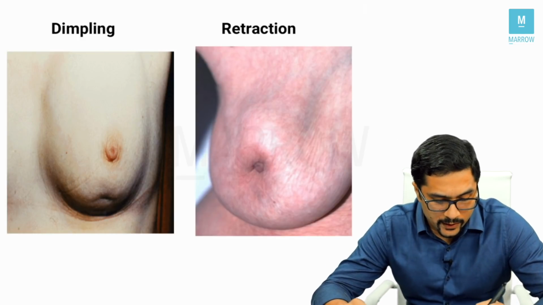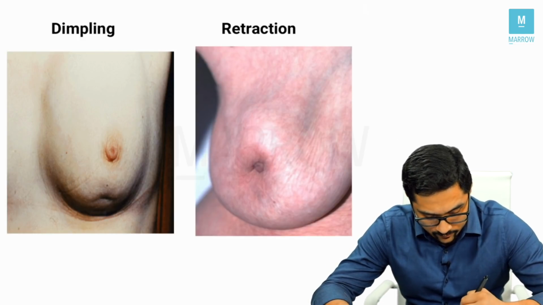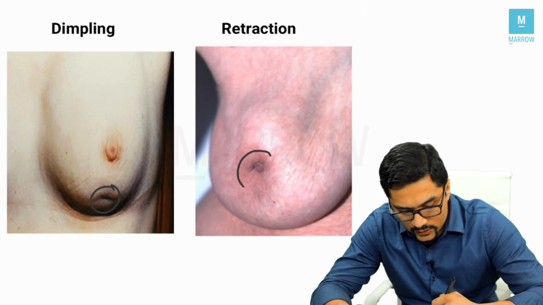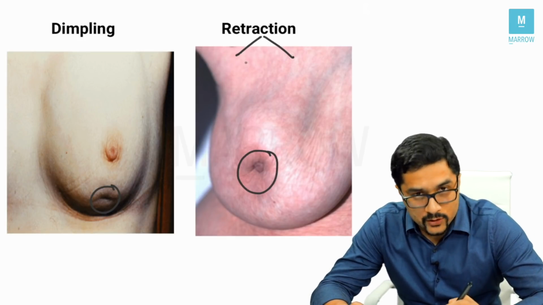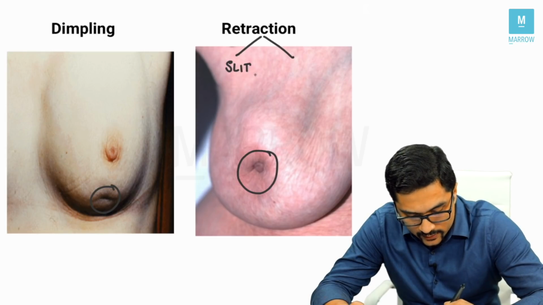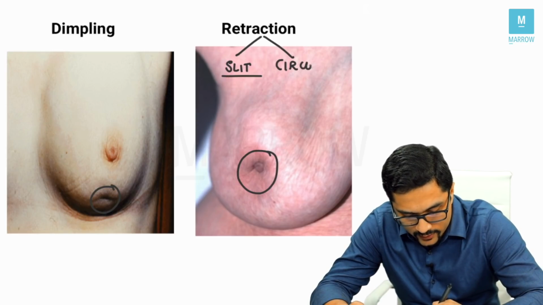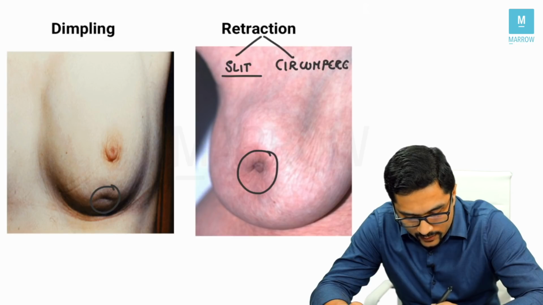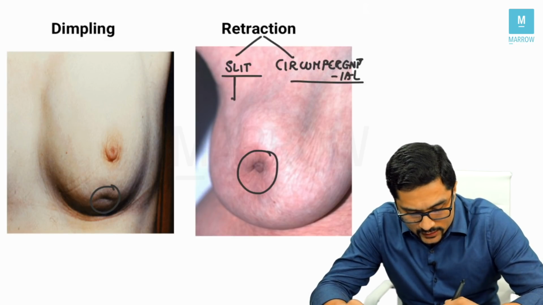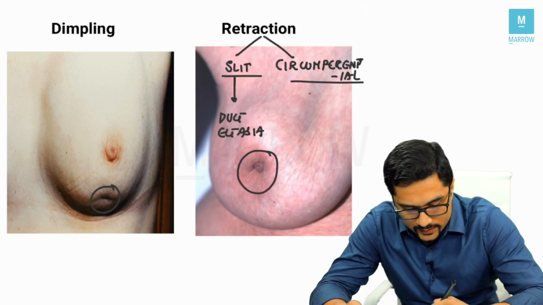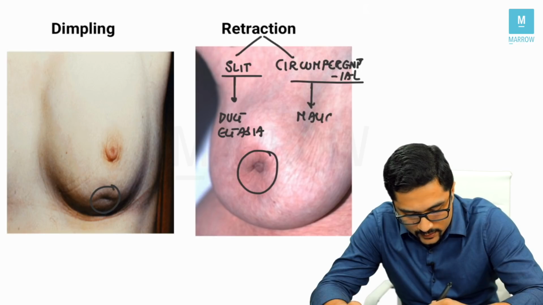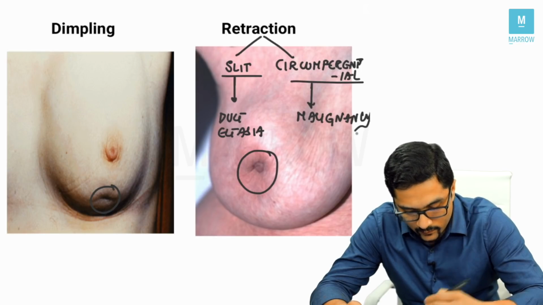So you can see here, dimpling is due to ligament of Cooper involvement, whereas retraction is due to lactiferous duct involvement. Now, retraction can be of two types. You can either have slit-like retraction or you can have circumferential retraction, and both of them have been asked in the MCQ exams. So slit-like retraction is seen in a benign condition known as duct ectasia, whereas circumferential retraction is more suggestive of malignancy.